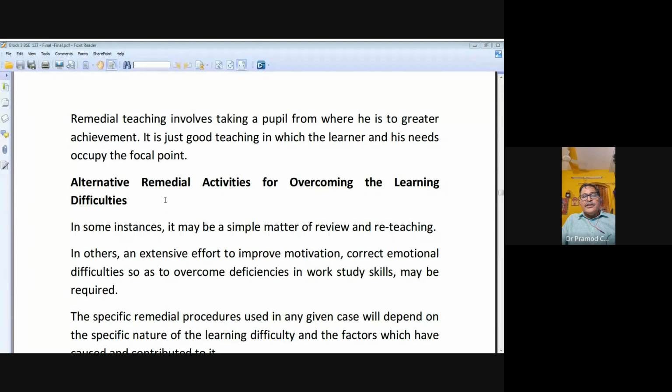And good teaching is the focal point, and automatically a good teacher is also the focal point. Suppose you know that attitude is also related.